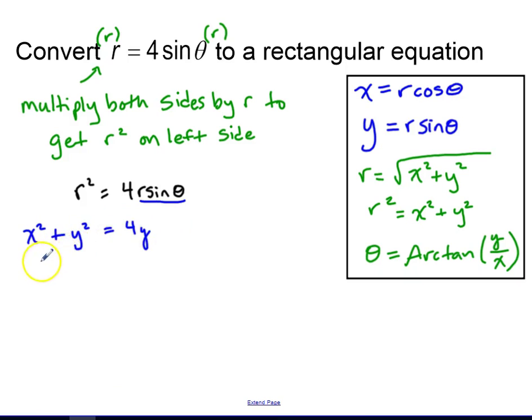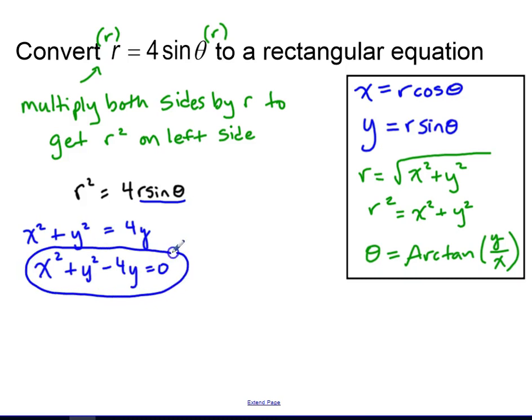So I can do a bunch of things with this. I think what I'm going to do at first is write it this way. And you'll see some teachers, some texts will leave it just like that. So sometimes you'll see the answer in this form. Well, we might be able to be a little more clever and get it to look like the circle that it is. This is really a circle.